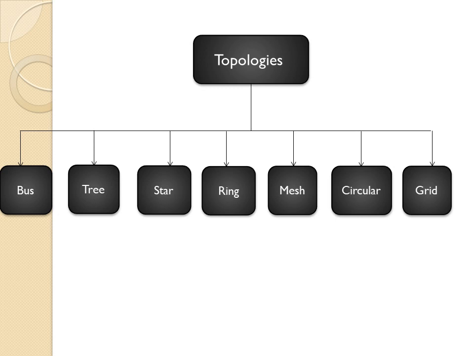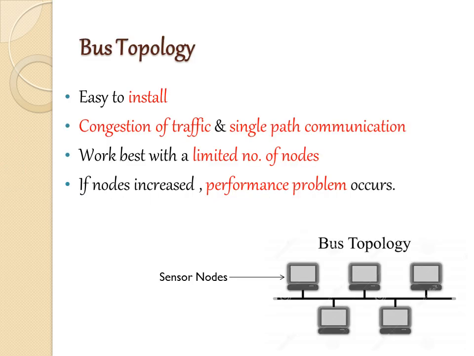The network structure of a wireless network is not limited to one design. While designing the network, the developer has several choices of topologies for configuring the network. Following are the different topologies. The topologies are bus, tree, star, ring, mesh, circular, and grid topology. Now let us discuss each topology one by one.